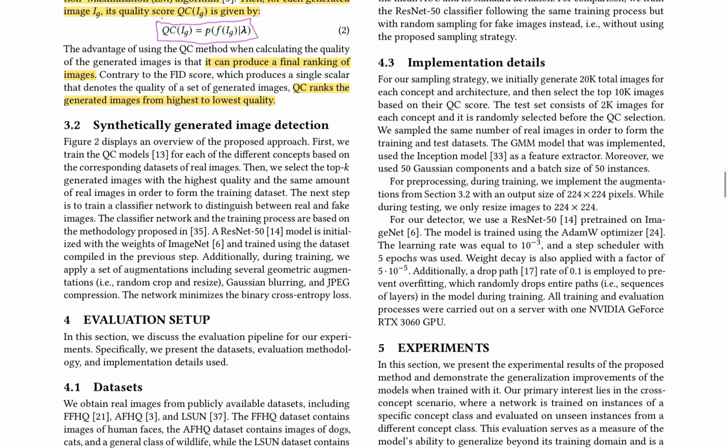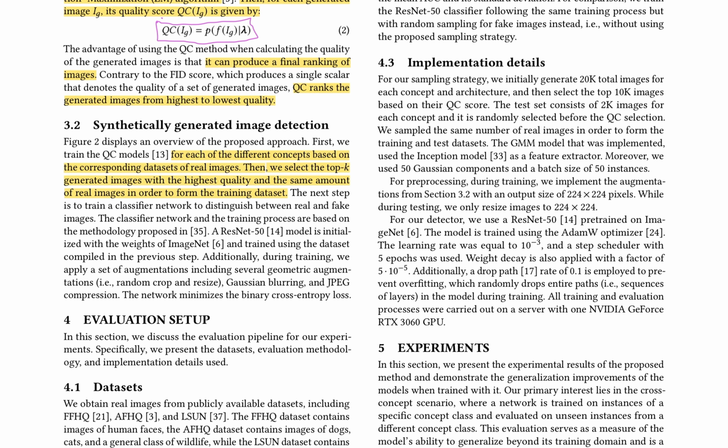So figure 2 displays an overview of the proposed approach. First, we train our QC model for each of the different concepts based on the corresponding datasets of real images. Then we select the top K generated images with the highest quality and the same amount of real images in order to form a training dataset. The next step is to train the classifier network to distinguish between real and fake images.